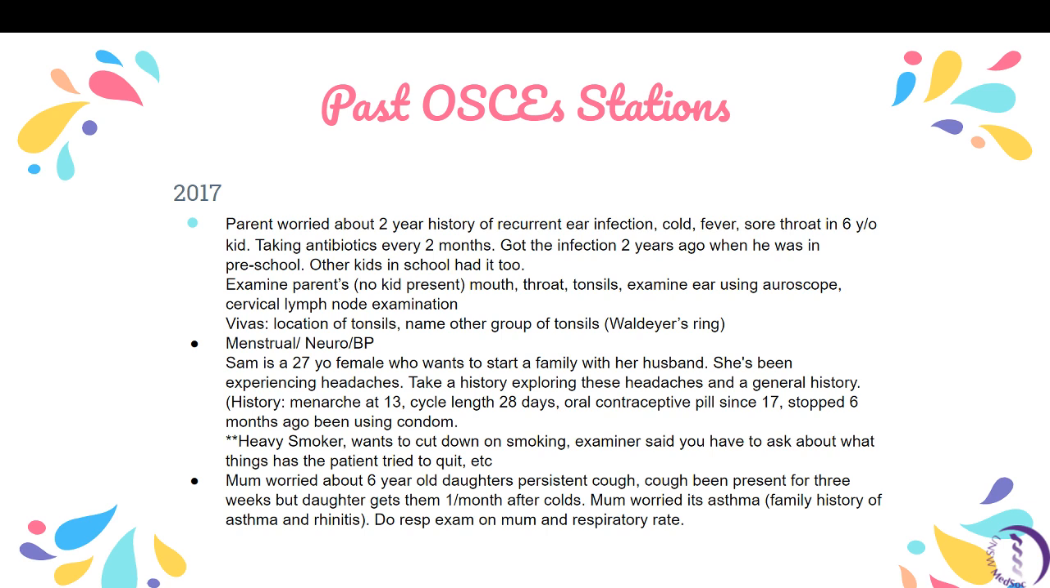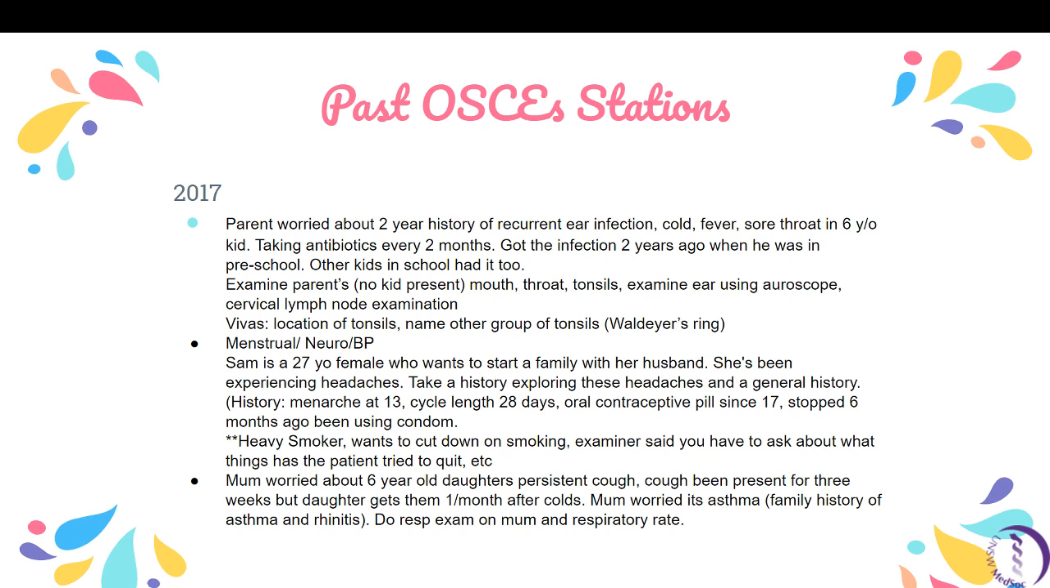So in this case, you're taking the history of a child from their parent, and then you'll be examining the parent's mouth, throat, tonsils, and the ear using an otoscope. They might also ask you to do a cervical lymph node examination. As you can see, you also need to know all the extra things. For cervical lymph nodes, make sure you can name them, and you can practice doing it with your friends. Okay? The vitals are just the location of the tonsils, and to name the other groups of tonsils as well.